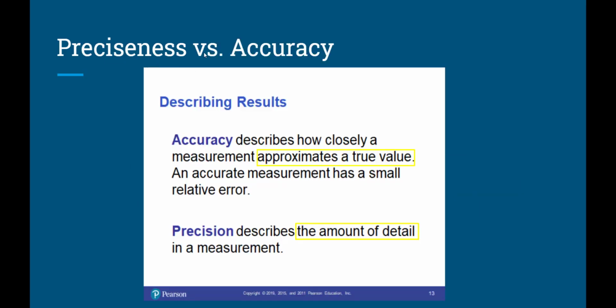Okay, precision versus accuracy will be 2 keywords in this section. To remind you, this is directly from your book. Accuracy describes how closely a measurement approximates a true value. So an accurate measurement has a very small relative error. Precision is different. Precision describes the amount of detail in a measurement.